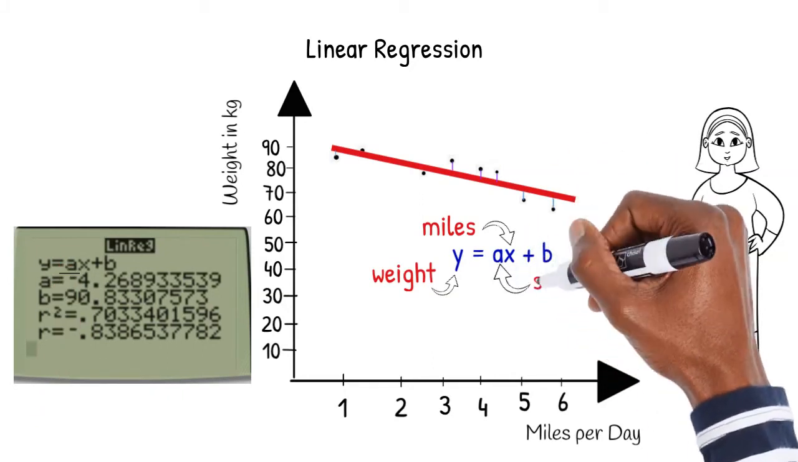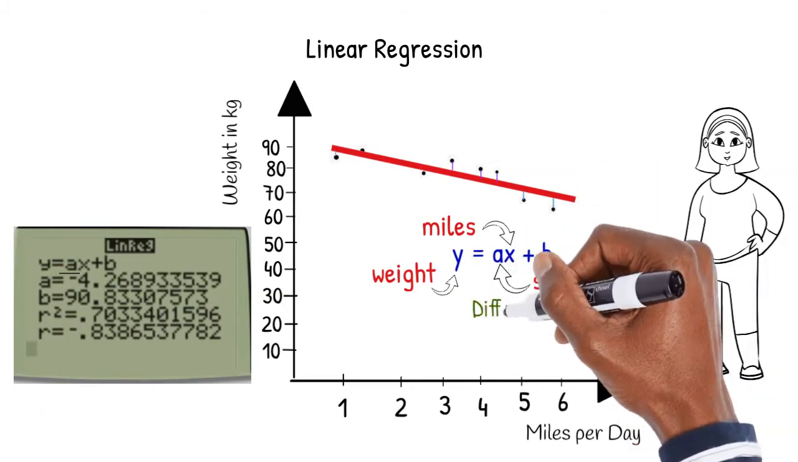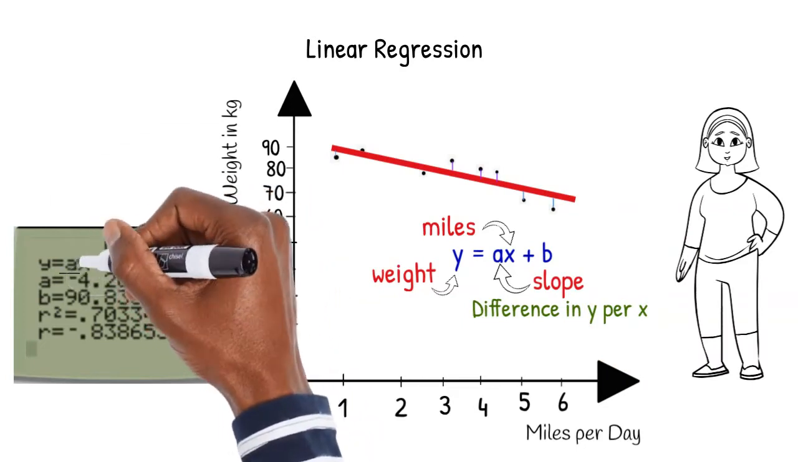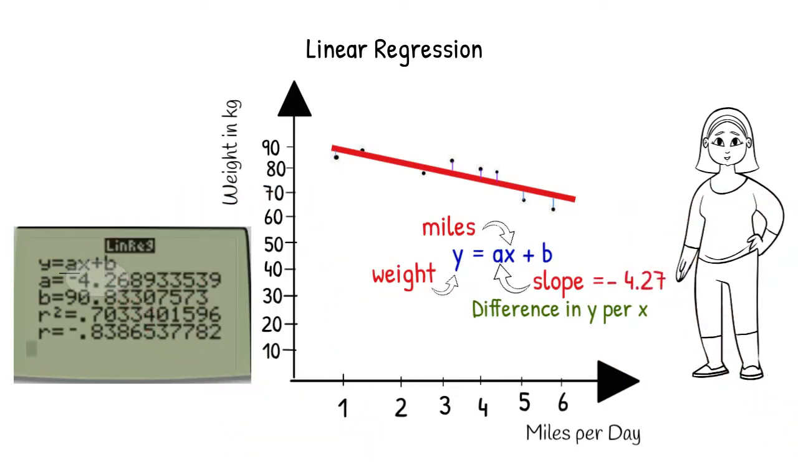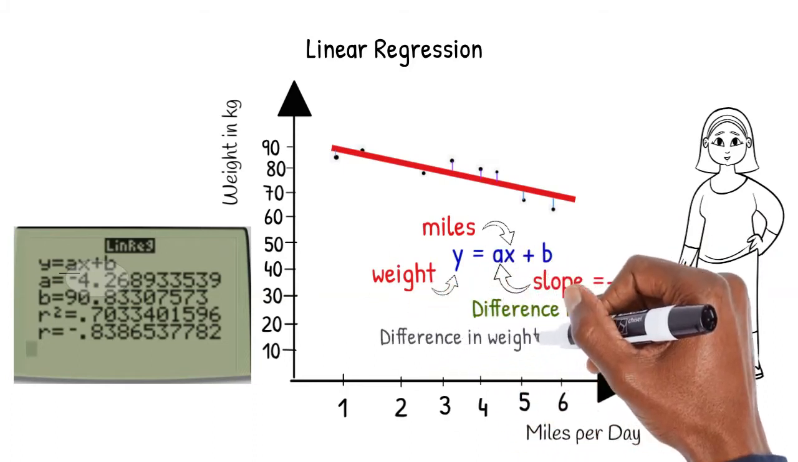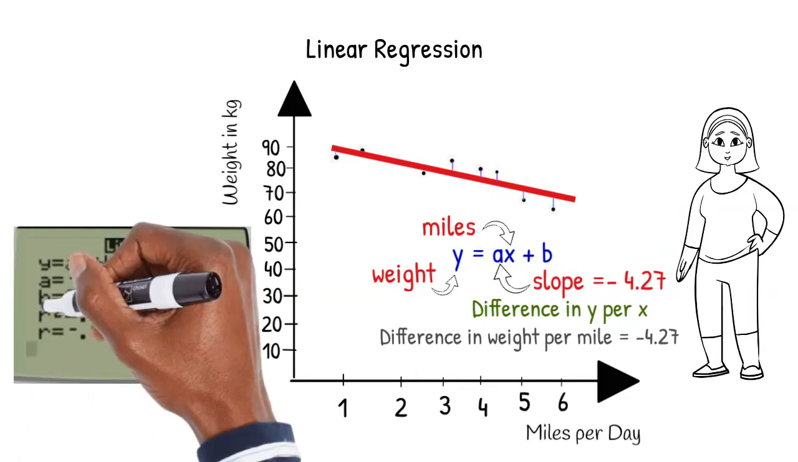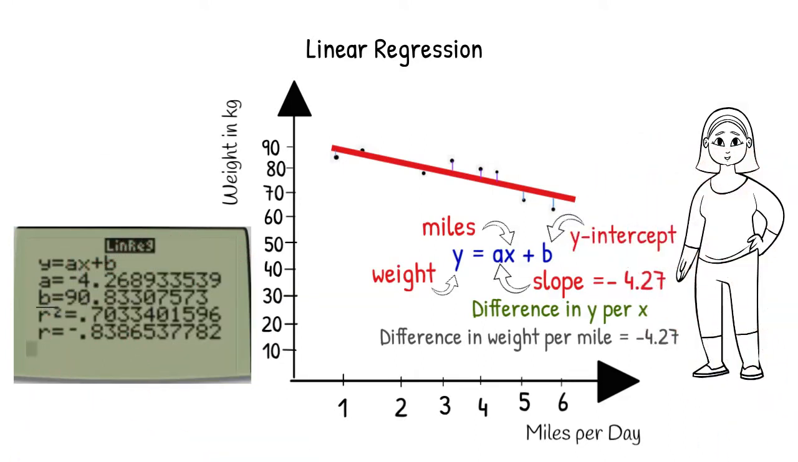A is the slope of our line. Slope tells us the difference in y per x. In this example, the slope is negative 4.27. The difference in weight per mile is negative 4.27. In other words, for every additional mile the women in our study walk per day, their weight is 4.27 kilograms less.